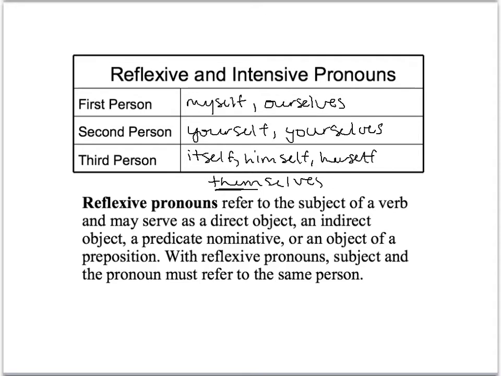The reflexive pronoun refers to the subject of a verb. So usually it's going to be the subject of the sentence that is the antecedent of a reflexive pronoun. And a reflexive pronoun always serves another grammatical function. So it refers back to the subject, and it's going to be functioning either as a direct object, an indirect object, a predicate nominative, or the object of a preposition. With reflexive pronouns, the subject and this pronoun must refer to the same person. Otherwise, you're going to need to use a personal pronoun form.